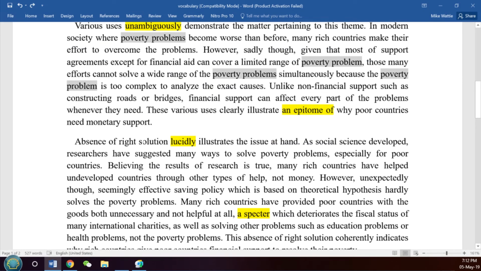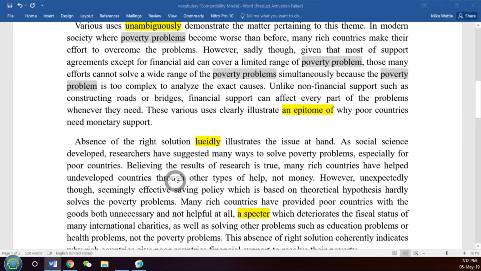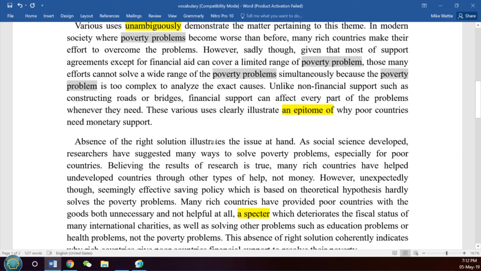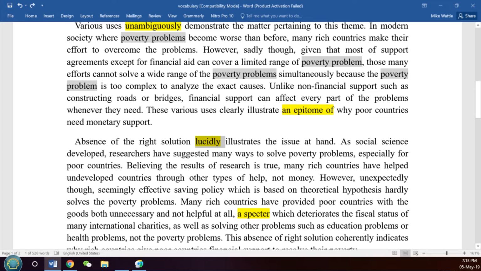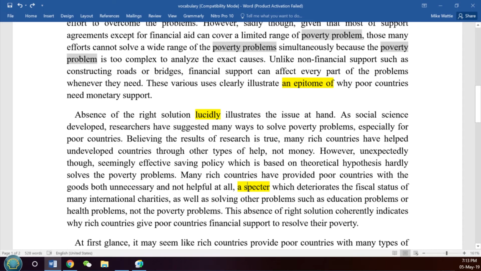Okay, next paragraph. Absence of right solution. There should be the right solution there. We need an article. Absence of the right solution lucidly illustrates the issue at hand. This is probably okay. Lucidly just means very clearly. Again though, we could just delete that and the sentence is actually clearer. Absence of the right solution illustrates the issue at hand. It's still not really a great and easy to understand sentence. It's not a perfect topic sentence for this paragraph, but that's an issue for another video. Down here, spectre. Yeah, it's a nice word.